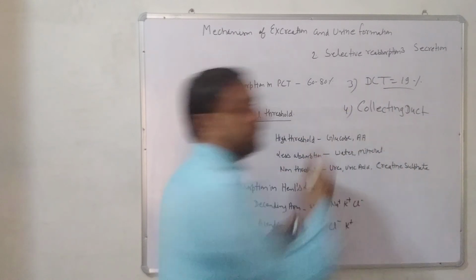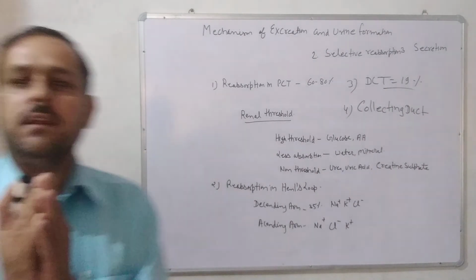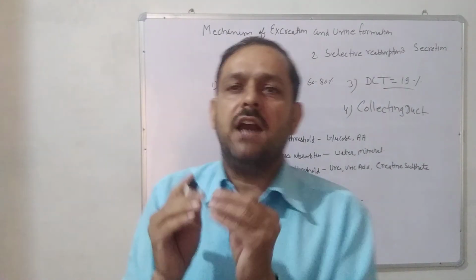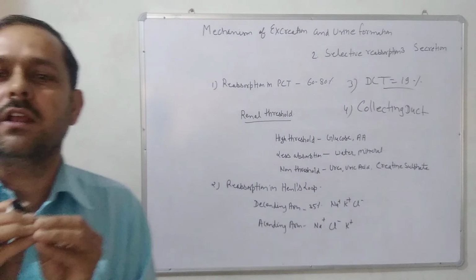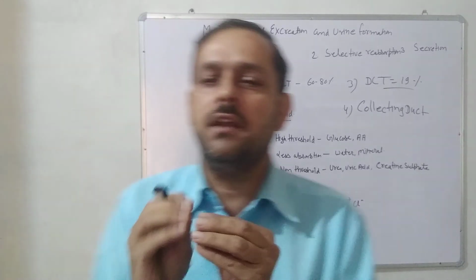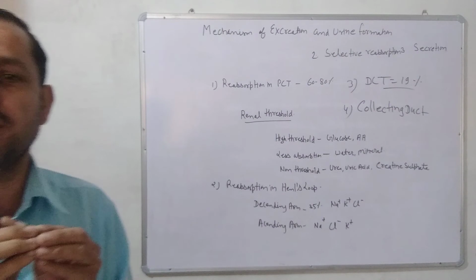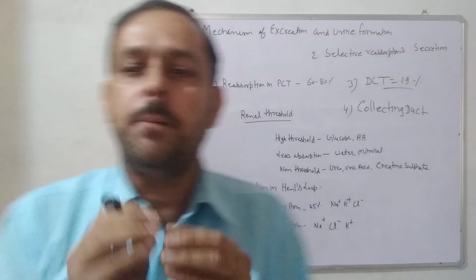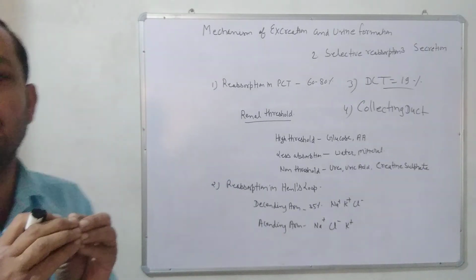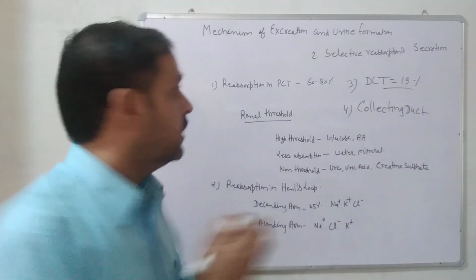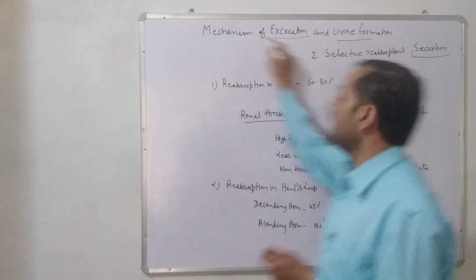Third is the DCT and fourth is the collecting duct. In the collecting duct, water molecules are reabsorbed from the filtrate, thus the filtrate becomes hypertonic. The wall of the collecting tubule, in its interior part, is slightly permeable to water molecules. The last part of the collecting tubule is slightly permeable to urea, and as such urea coming out increases the osmotic value of the medullary tissue fluid.